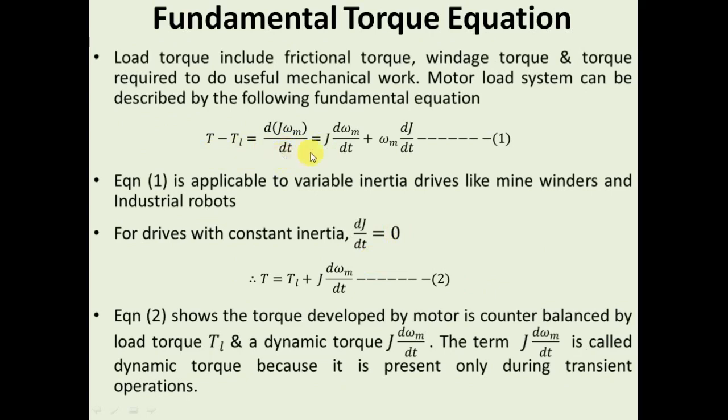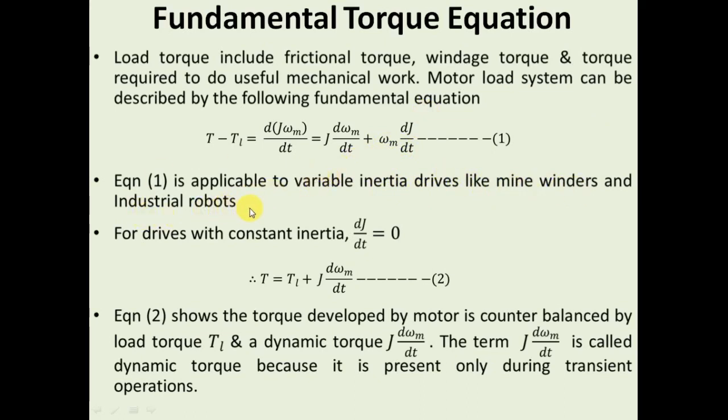By using the basic rule of differentiation, that is d by dt of uv, we usually write it as u into dv by dt plus v into du by dt. In the same manner we can write it here also, and we will mark this as equation number 1. This equation is valid only in the case when the value of J is a variable one. If you are considering this J as a constant one, then definitely this term becomes 0. So I can very well say that this relation is valid only in the case of variable inertia drives. Some examples of variable inertia drives are mine winders and industrial robots.